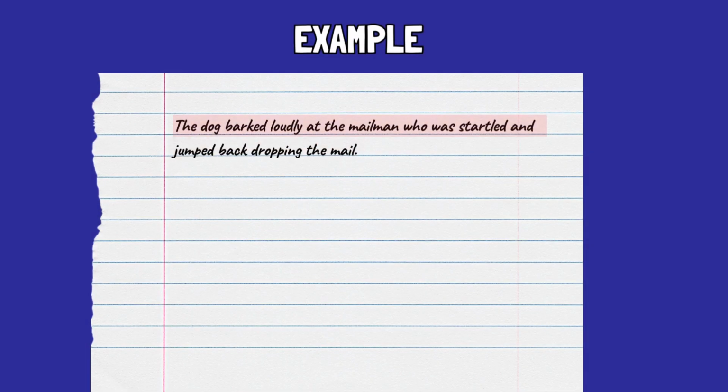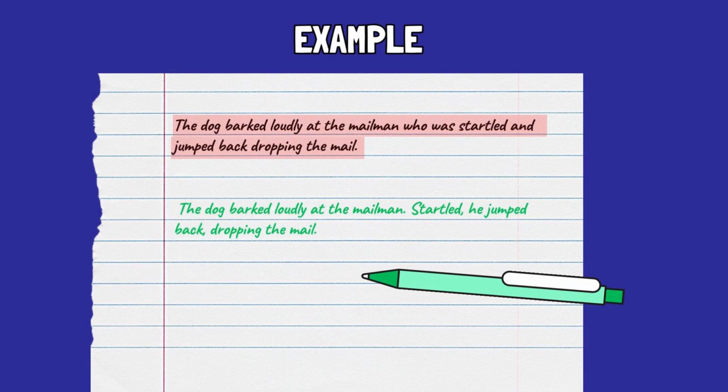Take a look at this example. The revised sentence breaks the run-on sentence into two separate sentences. This improves readability and makes it clear what happened. In the original sentence, "who was startled and jumped back dropping the mail," is one long clause that describes the mailman's reaction to the dog barking. By separating this clause into its own sentence, the revised sentence makes it clear that the mailman was startled by the barking and that he jumped back and dropped the mail in response.